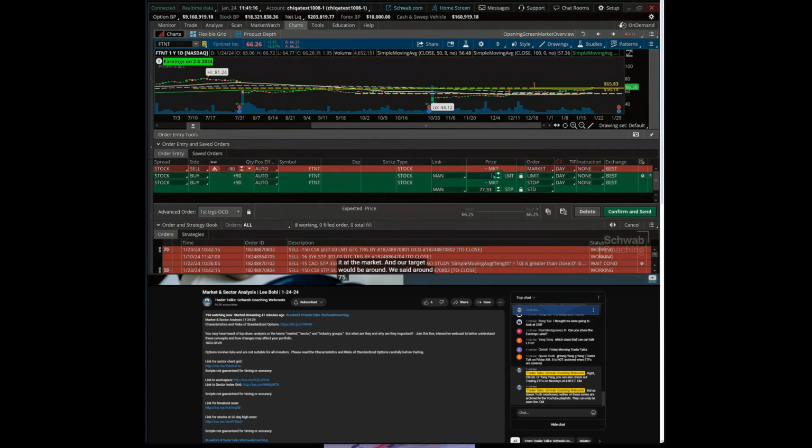Again, no guarantees that we'll make that. It's called the measured move methodology. Doesn't always work. That should be good till cancel. And our stop, we set around 63. If you're doing 63, at least some traders might not do it right at a round number, maybe like 62.95. All right, we make that good till cancel. Confirm and send.